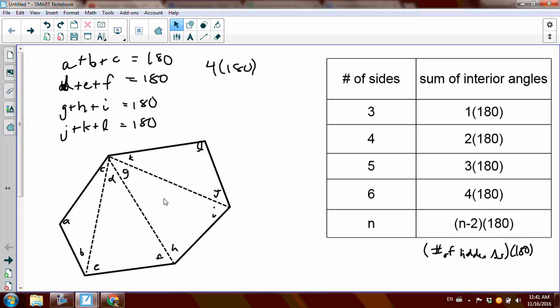6 sides means you can break the hexagon up into 4 hidden triangles, and each of those 4 hidden triangles has 180 degrees inside it. So the number of triangles that are hidden inside a polygon is always 2 less than the number of sides the polygon has. And so there's your formula for the sum of the interior angles of a polygon.